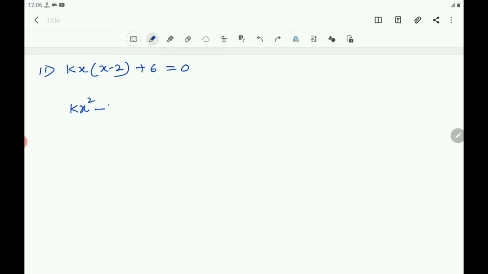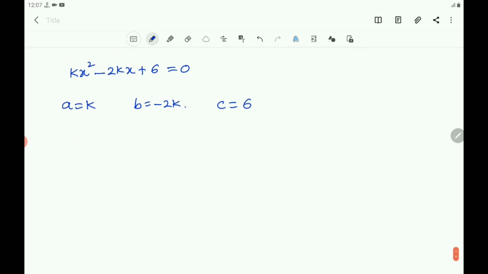Kx into 2 is 2kx plus 6 equals 0. So you get the form ax square plus bx plus c equals 0. Here, what is the value of a? That is k, the coefficient of x square. So a equals k. Then what is the value of b? That is the coefficient of x, minus 2k. And c equals 6.